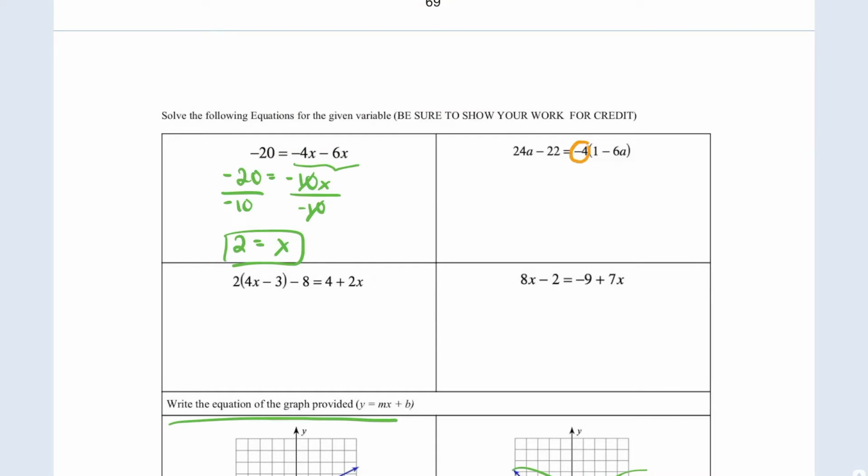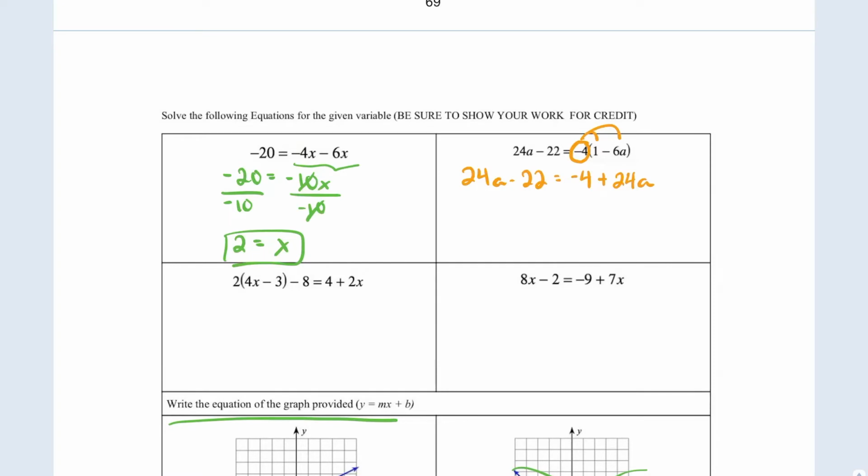Here, whenever you see a number that's just lingering outside of parentheses, you're going to distribute. Use the distributive property here. Okay, and be mindful of the negative sign that is attached. So we're distributing a negative 4. So negative 4 times 1 gives me negative 4. Negative 4 times negative 6a gives me a positive 24a. And there we go. Now we can solve.